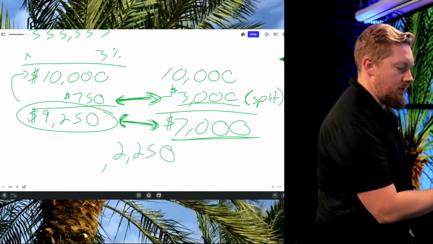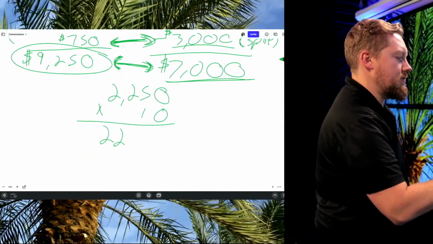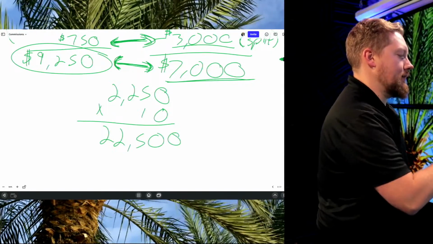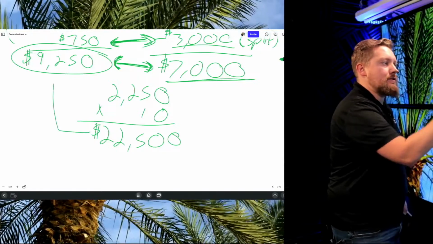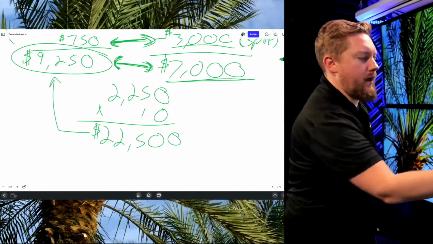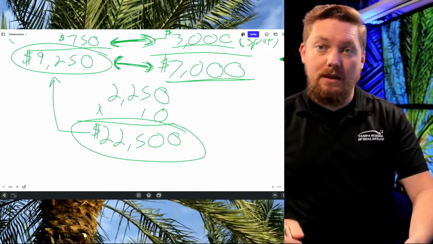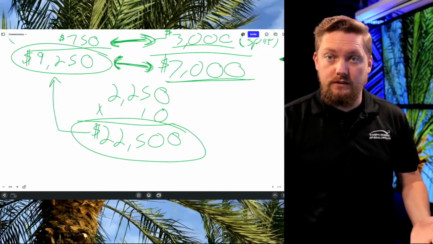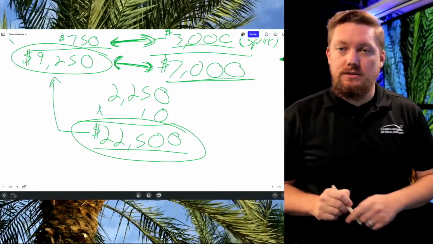That $2,250 difference across 10 deals is going to get you $22,500 extra in your pocket. Which, as you start to become a producing agent, is where this number starts to grow, because maybe you're not just doing 10 deals a year. Maybe you're doing 1 deal a month. That's 12 deals a year. That's going to continue to increase this number for each one of those deficits.